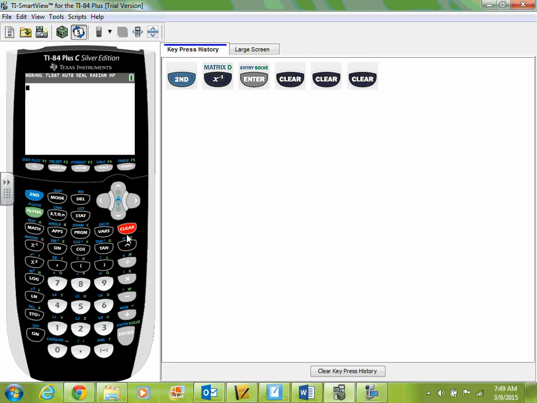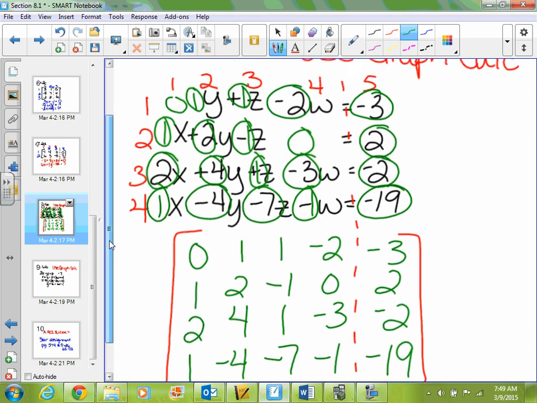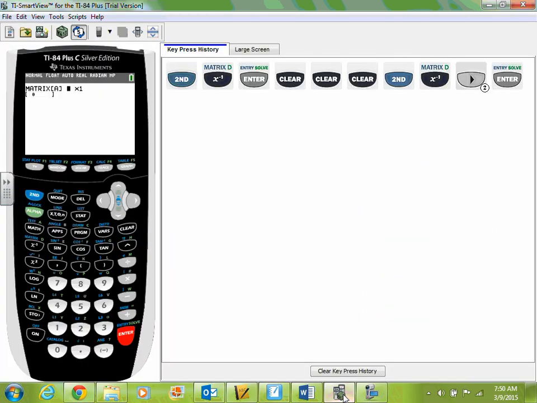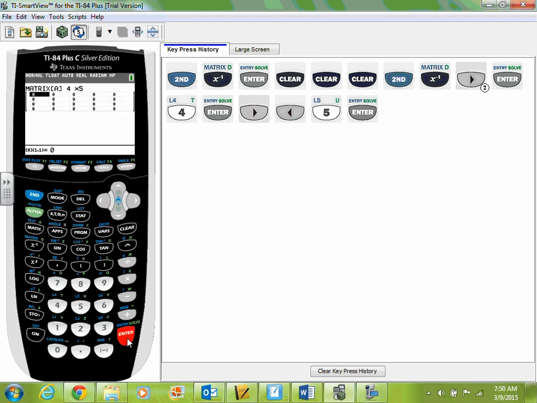Actually, don't hit enter yet. Hit second matrix, then go over to edit on the top, and then hit enter. You're going to edit matrix A. When it starts off, it gives you a 1 by 1 matrix. But we know, based on this problem, that we have a 4 by 5 matrix. So the first thing you're going to do is change this to 4 by 5. So 4, enter, and then go over to the 1 where it gives you 1, 5, enter. So it will give you a 4 by 5 matrix on your screen.